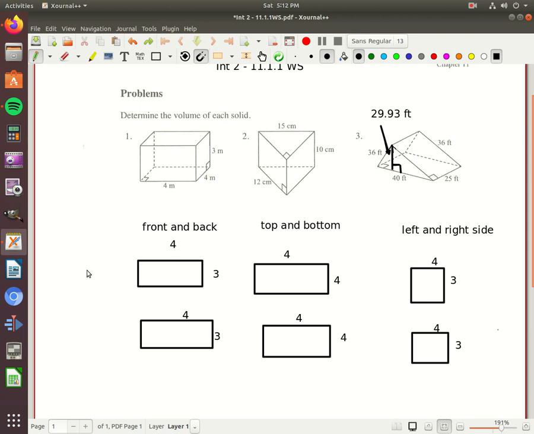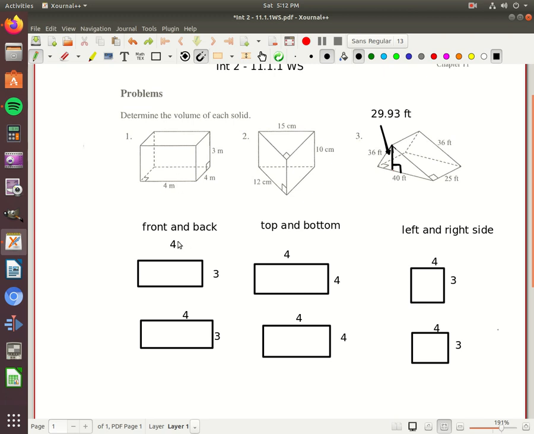Surface area essentially is if you were to paint it, right? We're just talking about the surface area. So how much area is on the outside of the surface of this thing. So what I've done is I've broken it into the front and the back. You can see the front would be 4 by 3, and so would the back. The top would be a 4 by 4, and so would the bottom. And the left and right side would be 4 by 3. So what I want to do is just break this into the faces of it, or the surfaces of it, so that I could figure out what the surface area is.